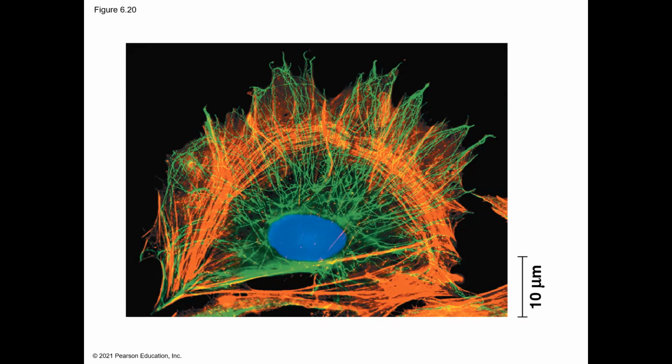So in this image here, this is actually a cell. And so the big blue blob here in the middle is the nucleus. And the red and the green represent the cytoskeleton.